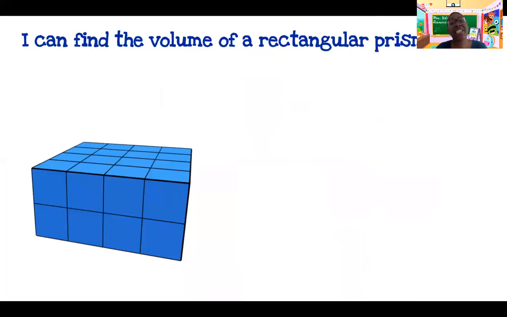All right, senior scholars, here's your problem. Remember, we are finding volume of a rectangular prism. Do you remember what volume is? Well, volume is the amount of space that something takes up. Do you remember the formula? That's right. Volume equals length times width times height.